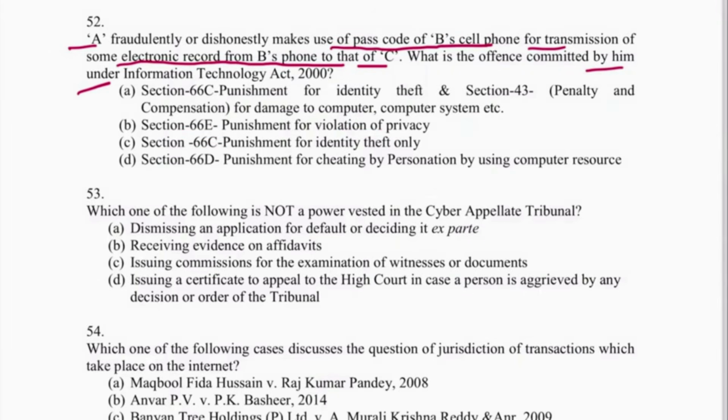He has committed identity theft and penalty would be as per section 66C and also penalty for compensation for damage to computer and computer system as per section 43. So A is the answer. And how much is the punishment in 66C? 3 years and 1 lakh fine.